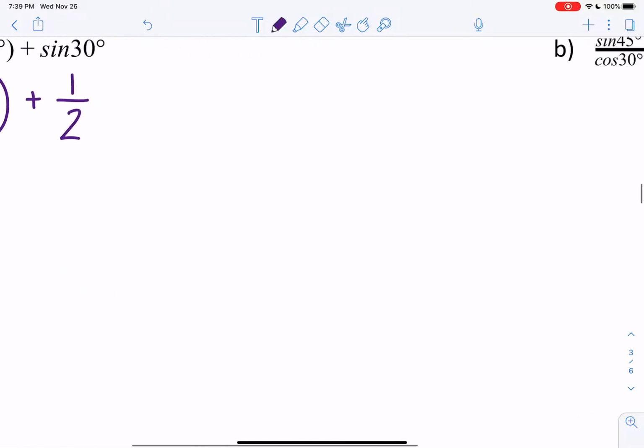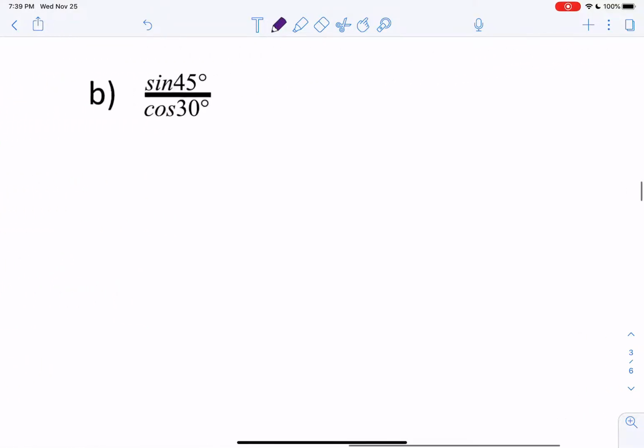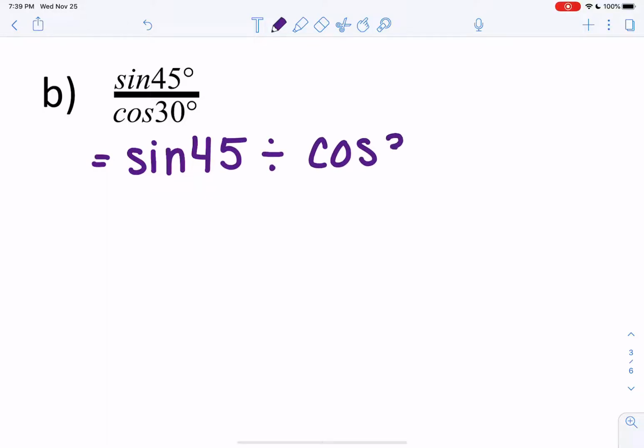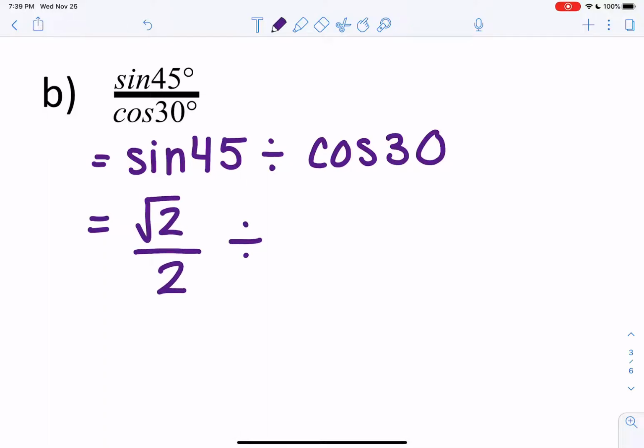Now here's another challenging example. We have sine 45 divided by cosine 30. So to start, I'm going to rewrite it like this. And the reason why I'm doing that is so that I can work with fractions a little bit easier. So sine 45 is equal to root 2 over 2. And we're going to divide that by cosine 30, which is root 3 over 2.